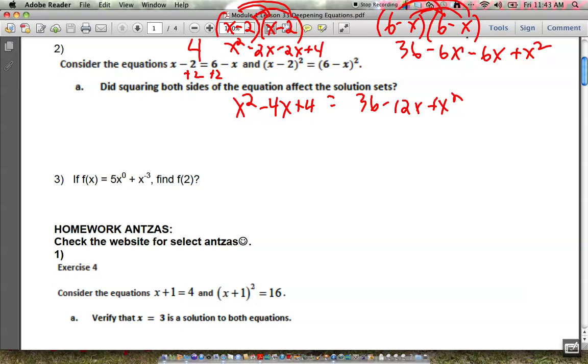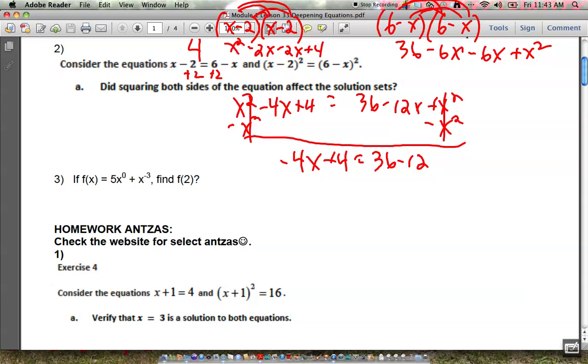Now, when you first look at this, you're probably saying to yourselves, I don't like this. There's x squareds in the equation, and with those x squareds in there, I don't know if I can get this right. However, no need to panic. Just subtract x squared from both sides. And I get negative 4x plus 4 equals 36 minus 12x. And then it's just a matter of solving. I'm going to add 12x to both sides, and I get 8x plus 4 equals 36.